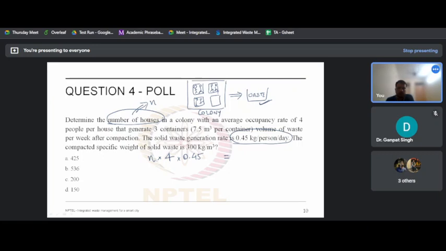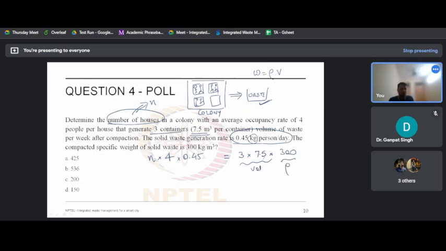So here we have 3 containers and each container volume is 7.5. So 3 times 7.5 will be the volume of waste generated. And we will need to convert this volume into weight because here we are taking the units in kg. So how is weight obtained from volume? That weight will be density into volume. Density is given here as 300 kg per meter cube for the waste. So this was the volume and density will be 300.